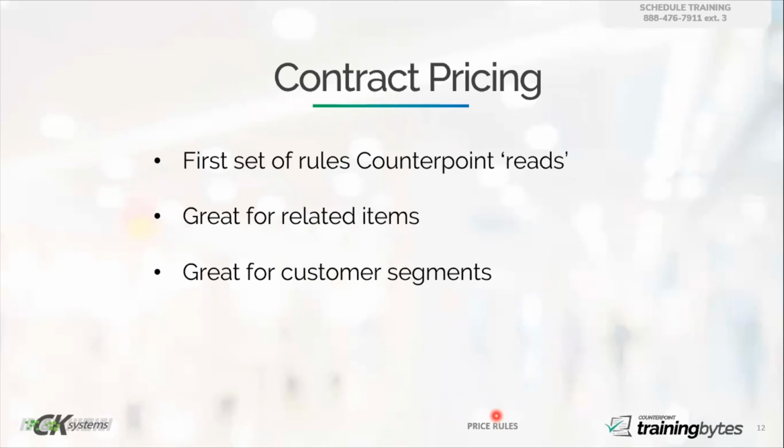Contract pricing is my go-to for price rules because it's the first set of price rules that Counterpoint reads. But when you do set up a price rule in contract pricing, your items or customers have to have something in common. It's the same customer segment, or it's the items from a certain category or subcategory or vendor.